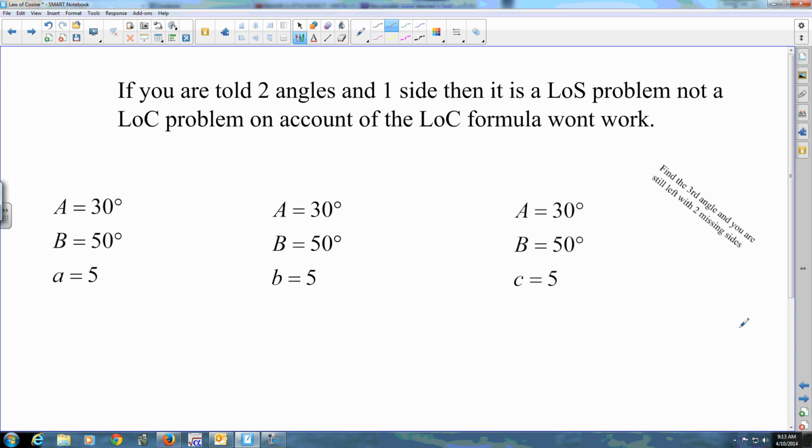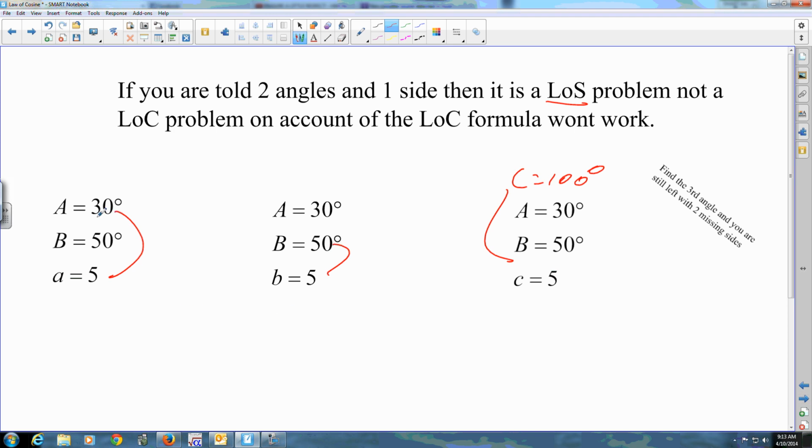If you are told two angles, this is automatically going to be a law of sine problem. It doesn't matter what side you're given, it's going to automatically be a law of sine problem, because you're going to have a pair. Here I've got a pair, so that's the law of sine. Here's a pair, law of sine. I don't have C, but because I know two angles, I can cut them off at 180, and now I have a pair. So be aware that that's a law of sine. It doesn't work in law of cosine.